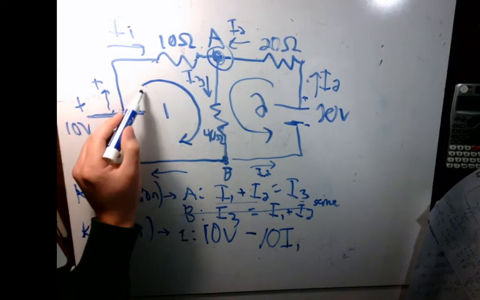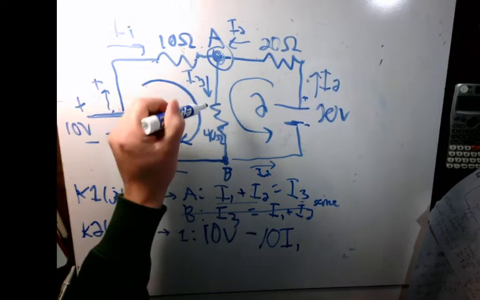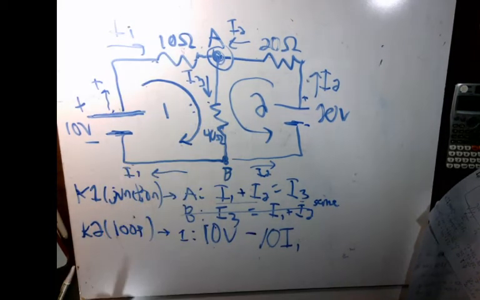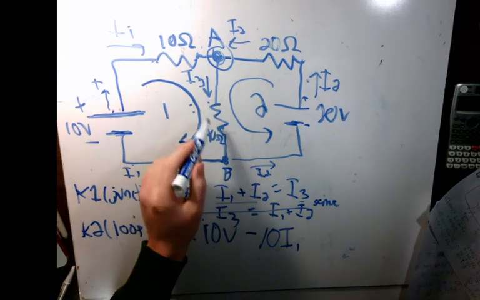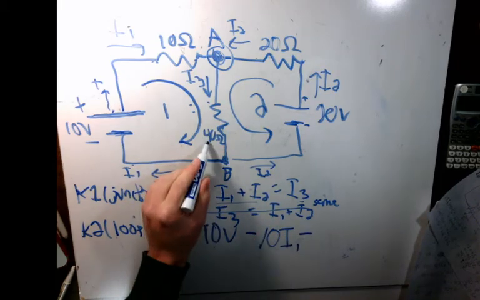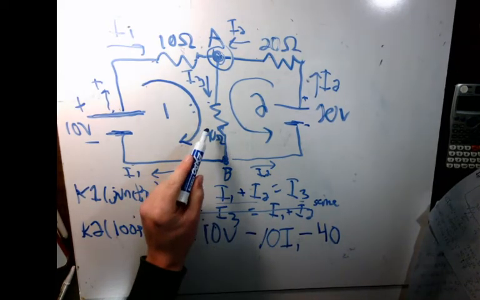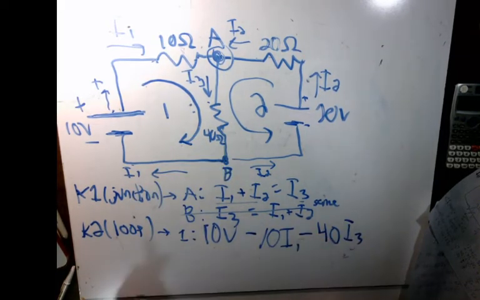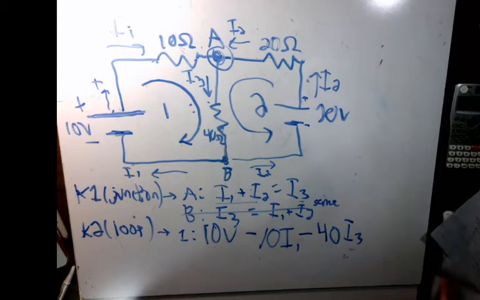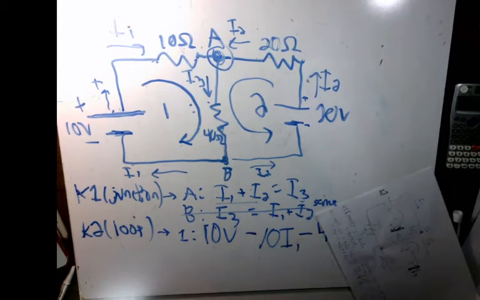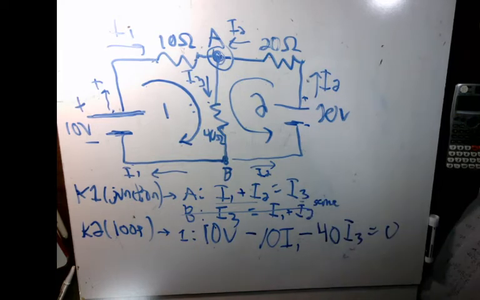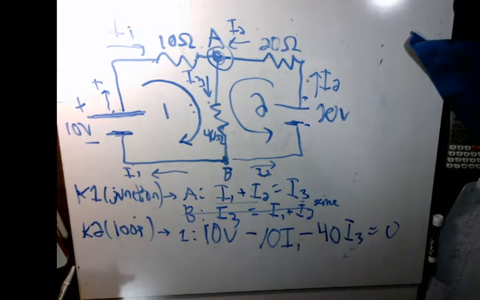Okay, so staying in the same loop, we have I3 drawn down, so that's matching the direction of our loop. In this example, they're all matching, but in our next one, you'll see how that can change. So same direction, going across a resistor, we're expecting a drop. We have 40 ohms as our resistance, and our I3 is our current. And all of that should equal 0. All right, that's our first loop.